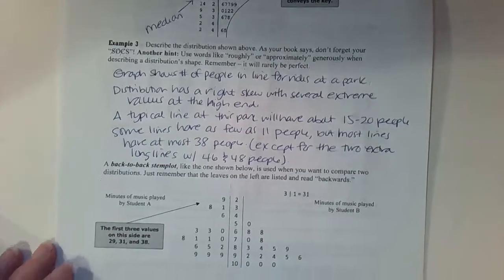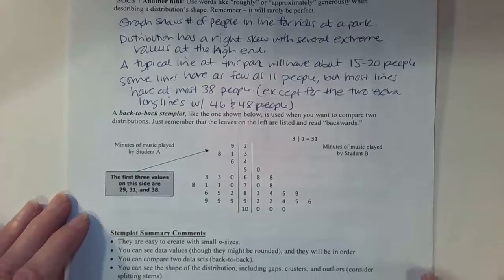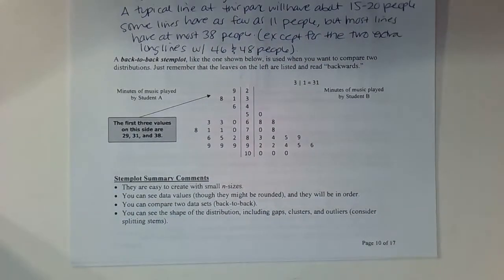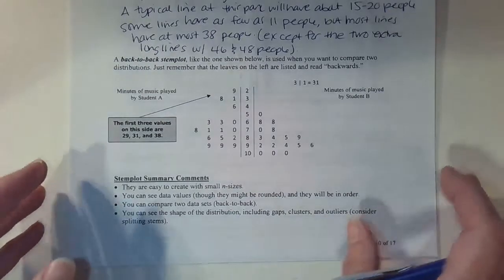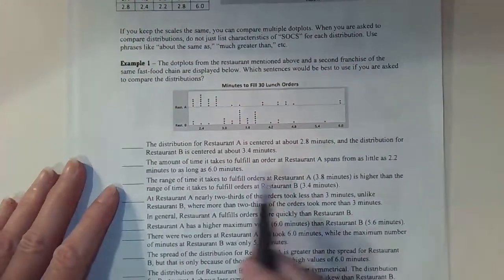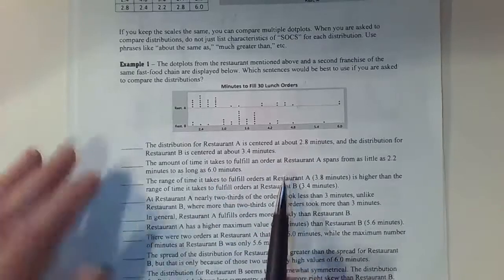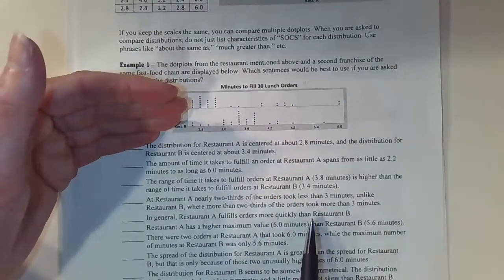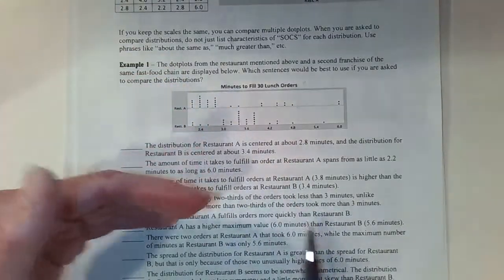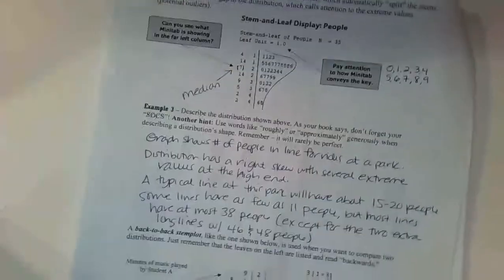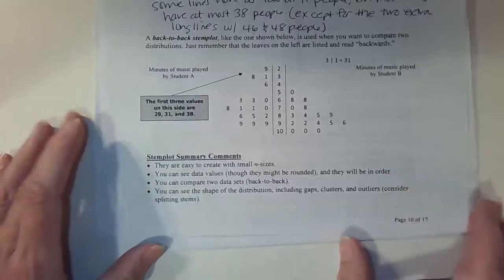The last thing here on stemplots is what's called a back-to-back stemplot. The back-to-back allows you to compare only two distributions. If it was a dot plot, and I'm going to flip back in the notes here, if you have the scales the same, you could stack a whole bunch of dot plots. I only did restaurants A and B, but you could have had restaurants C, D, E, etc. When you do a stem and leaf plot, you can compare at most two at a time.